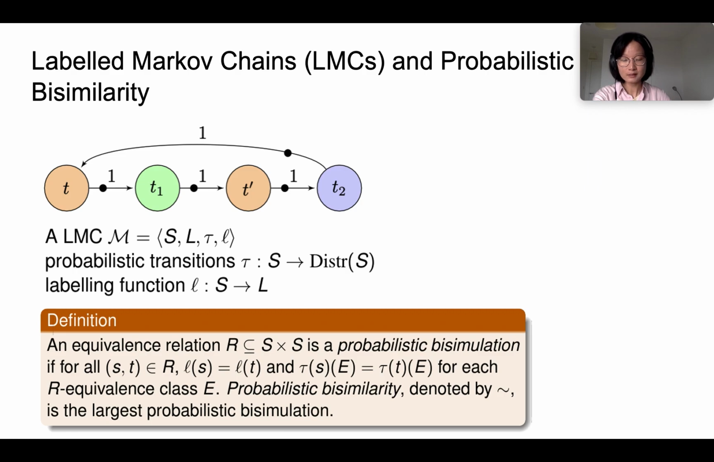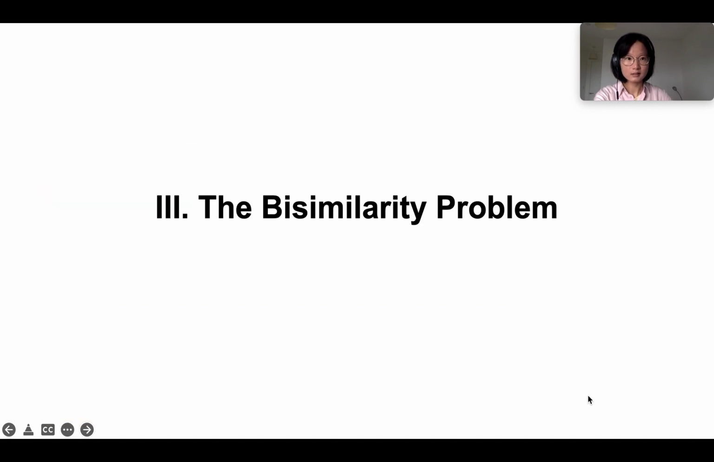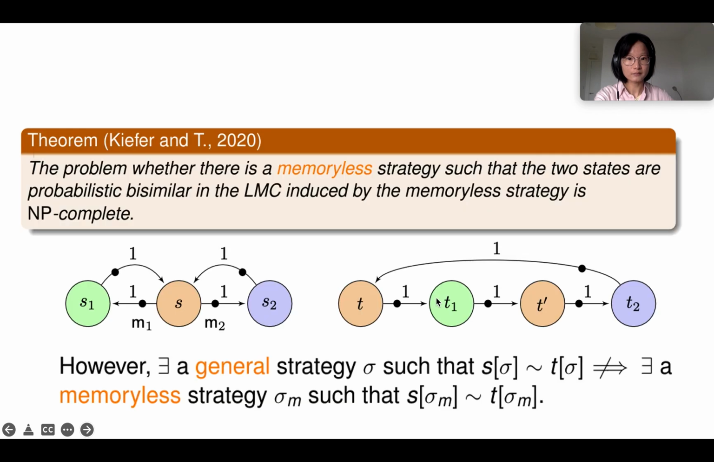And the probabilistic bisimilarity, denoted by tilde, is the largest probabilistic bisimulation. So that's it for the models. Then let's talk about the bisimilarity problem. In our earlier FSTTCS paper, we've already studied the bisimilarity problem restricted to memoryless strategies.